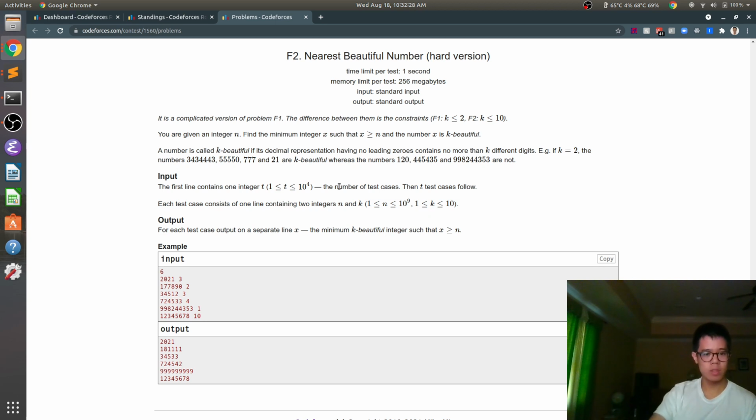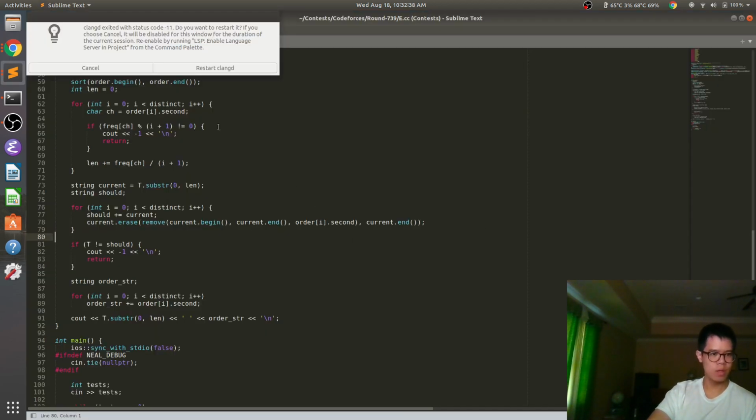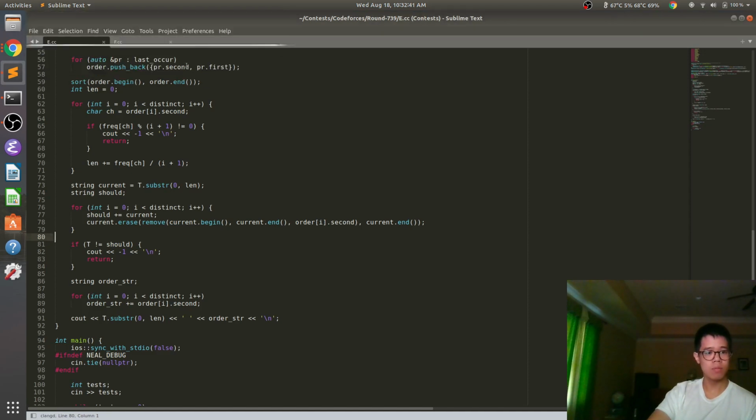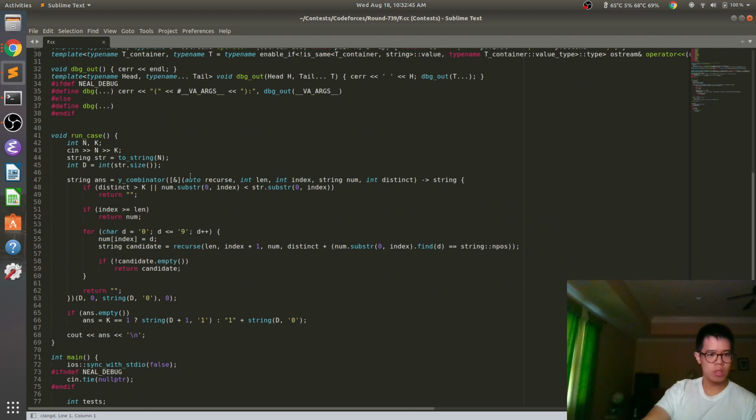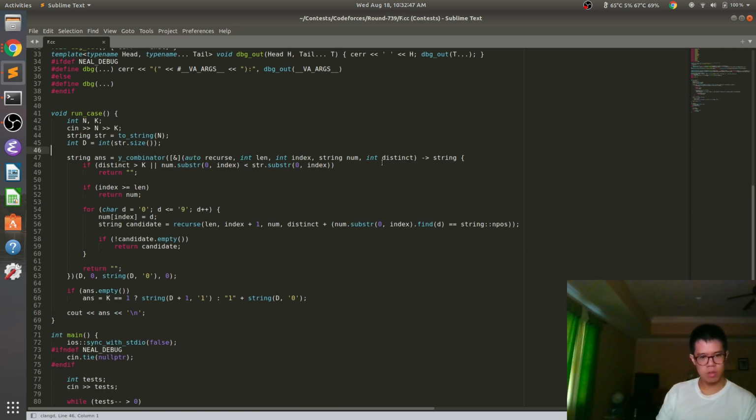Yeah, so 10 to the 4th test cases, you're given n from 1 to 10 to the 9th, and you're given k from 1 to 10. So minimum k beautiful integer such that x is greater than or equal to n. Okay. Language server crash. Okay, so this is actually surprisingly short code. Basically, it's just a simple recursive algorithm.